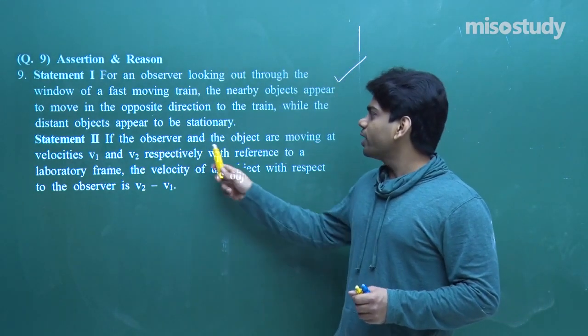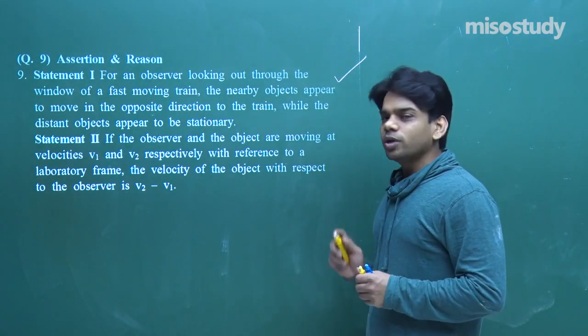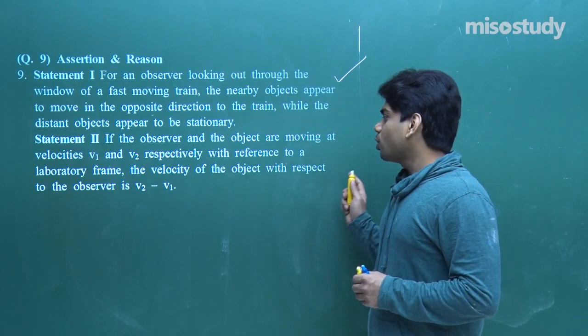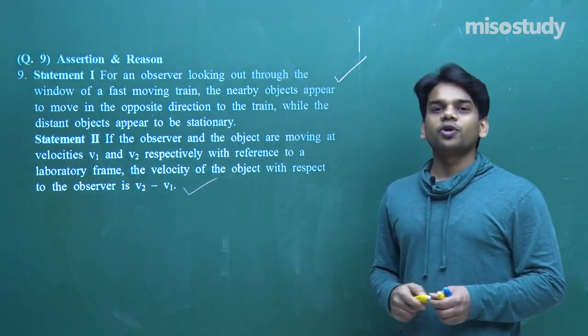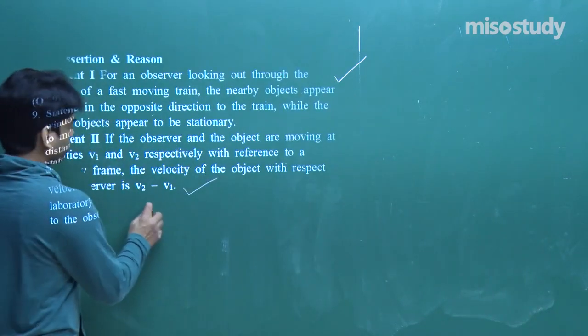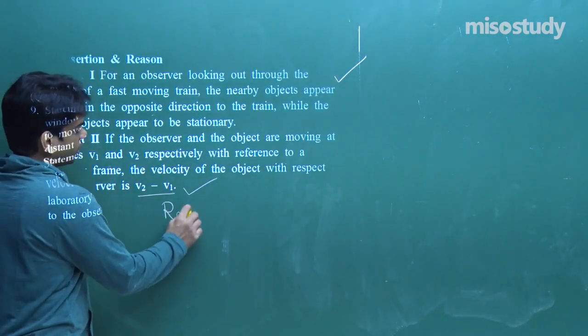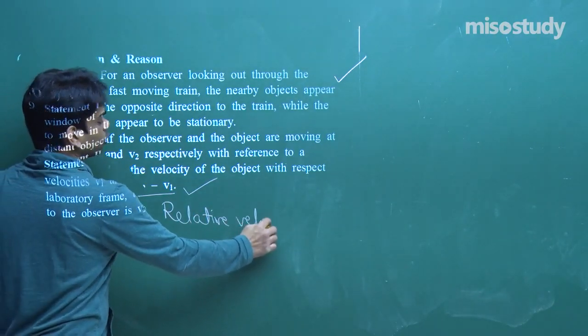Statement number 2: if the observer and the object are moving with velocities v1 and v2 respectively with reference to a laboratory frame, the velocity of the object with respect to the observer is v2 minus v1. This is also true because this is just the equation of relative velocity. So let me show you here, this is the equation of relative velocity. Both are true.